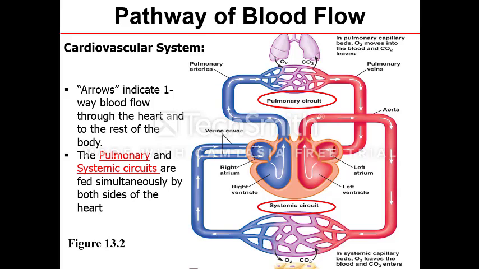Heart valves are located between the atria and the ventricles. So the top two chambers are the atria, and the bottom two chambers are the ventricles. These valves ensure one-way directional flow of blood from right heart to left heart. These arrows indicate one-way valve operation through the heart and out into the circulatory system.